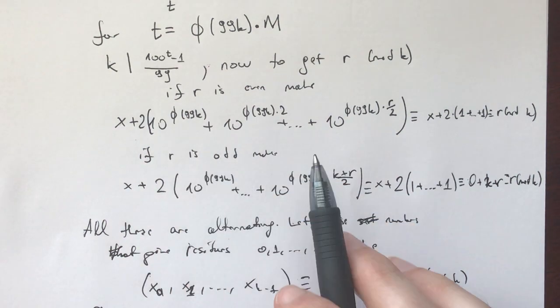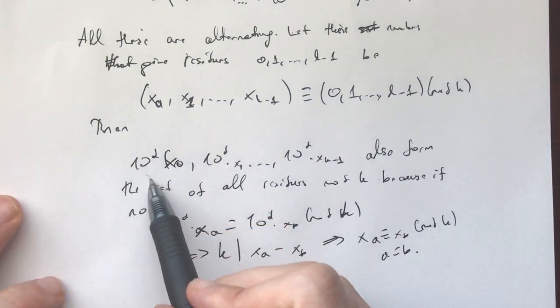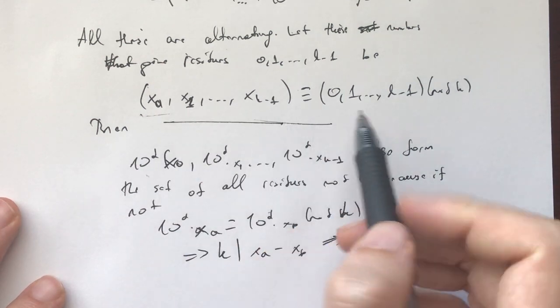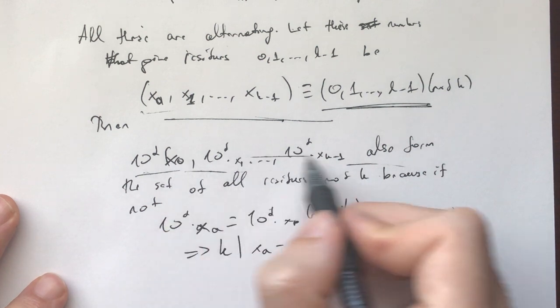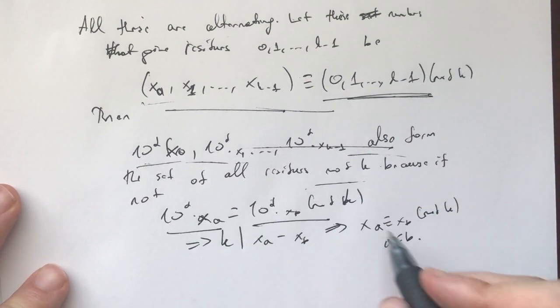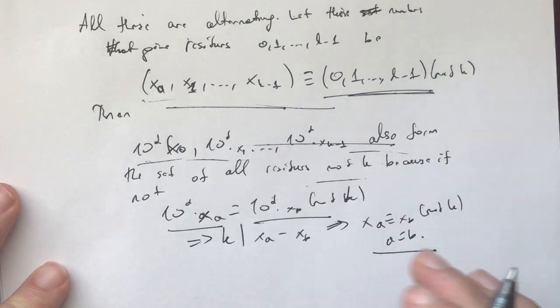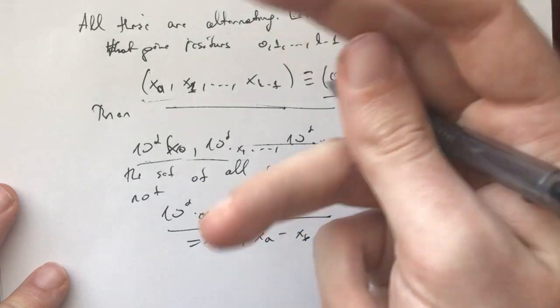We're going to be adding a bunch of 2's. These are all alternating numbers. And then with 10 to the alpha, all of these form all the residue classes mod k. And then all of these numbers also form the set of all the residues mod k, because if not, what we said before. And now we have this. And with this lemma, we apply it to our fourth and final claim like this.